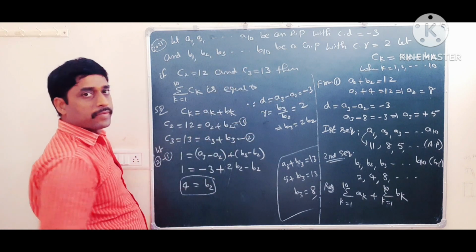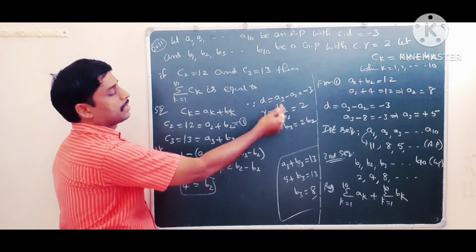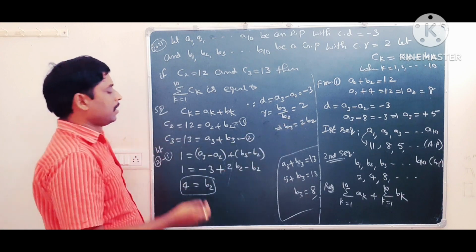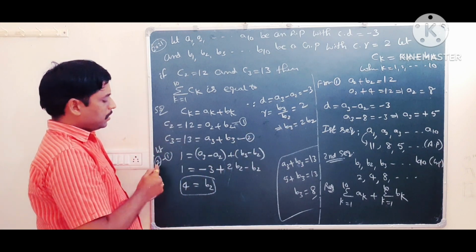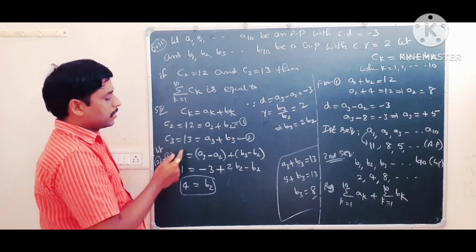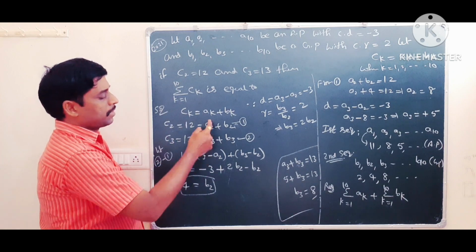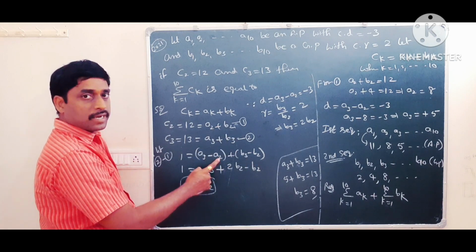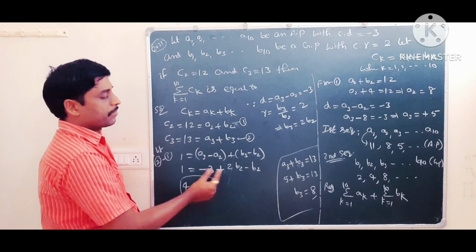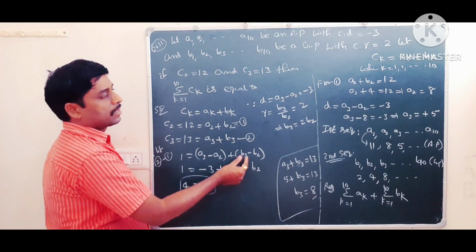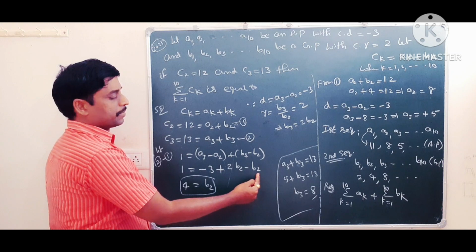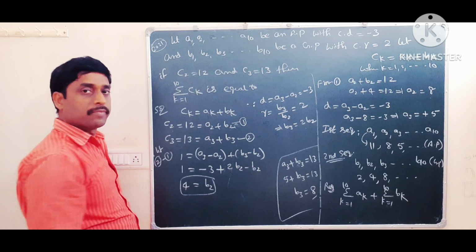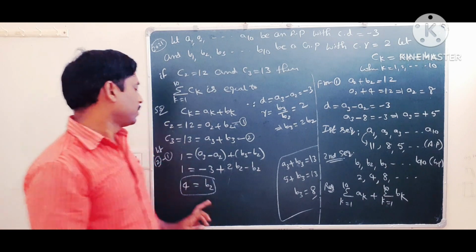Okay. In the second sequence, the common ratio: B3 by B2 is equal to 2. So B3 we get as 2B2. Now, let us take the second equation minus the first equation. 13 minus 12 is 1, equal to A3 minus A2 plus B3 minus B2. So 1 is equal to A3 minus A2, which from the statement is minus 3, the common difference, plus B3 minus B2. B3 value here is 2B2, so 2B2 minus B2. Sending the minus 3 to the left side, 4 is equal to B2. So the B2 value we have got is 4. So B2 is equal to 4.